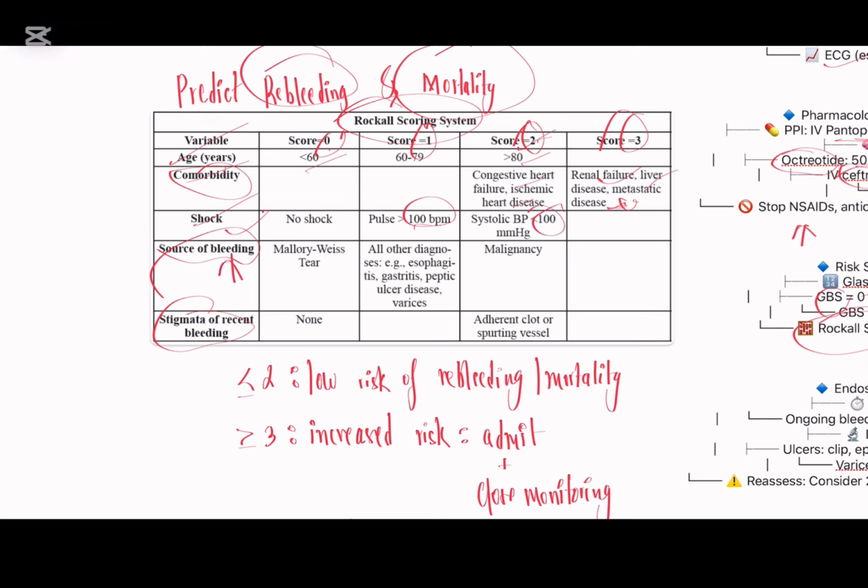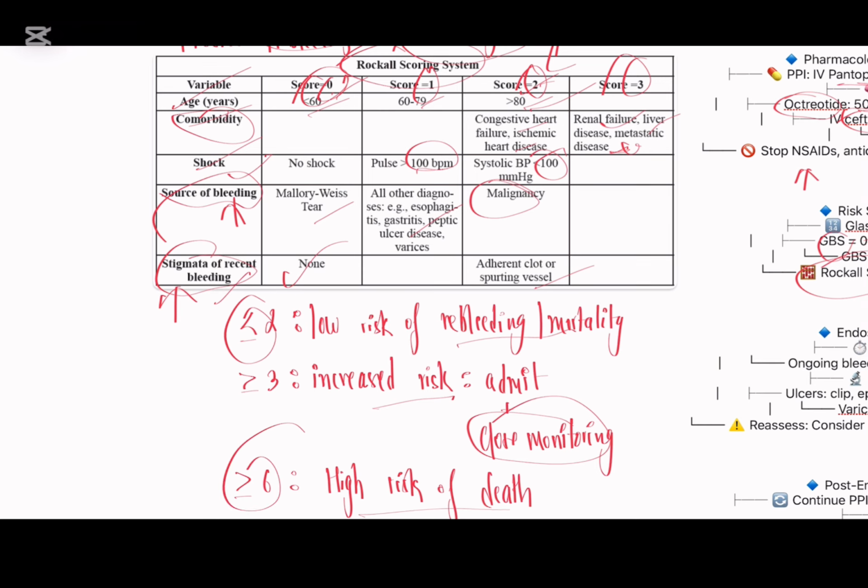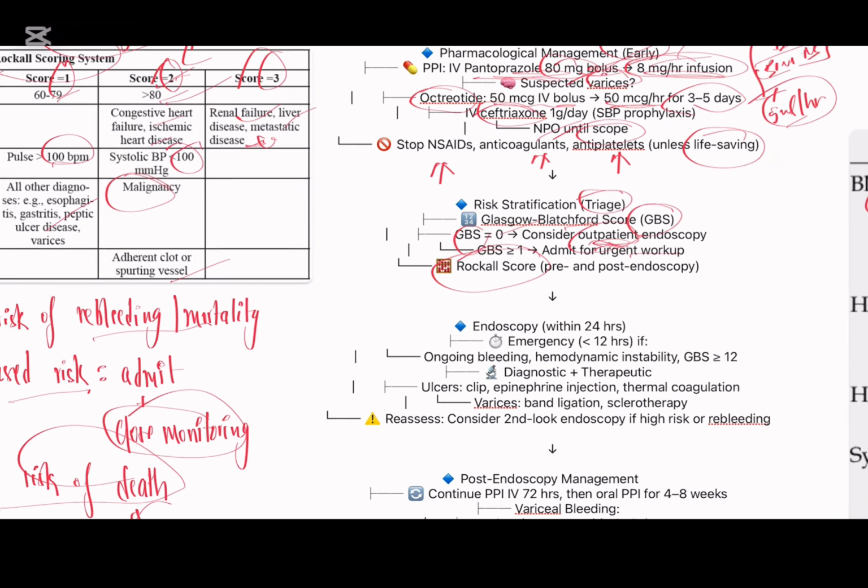Source of bleeding like Mallory-Weiss tear, 0, and other peptic ulcer diseases, 1. If malignancy, then 2. Stigmata of recent bleeding, if none, then 0. If there is presence of adherent clot or spurting vessels, then it's 2. If the score is 2 or less, then low risk of rebleeding. If it is 3 or more, there's increased risk. We should admit and do close monitoring. If it is 6 or more, there is higher risk of death. We should do counseling of the patient party.